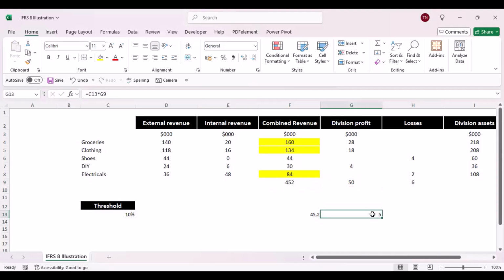And remember, we are only considering absolute amount. Forget about the loss being negative. On this criteria, then it means, again, groceries will meet the criteria. 18 will also meet the criteria. But then the others are not meeting the criteria because they're below 5 as an absolute amount. So we had to take 10% or more of the greater of the two, the greater of the combined absolute profit and combined absolute losses. Then lastly, we go to our assets.